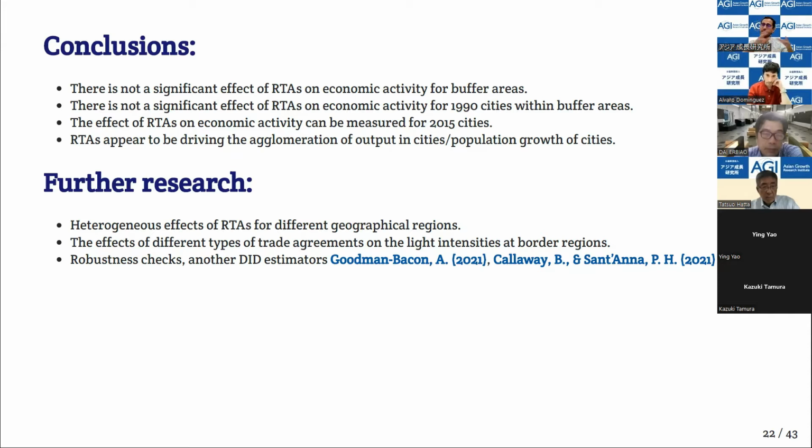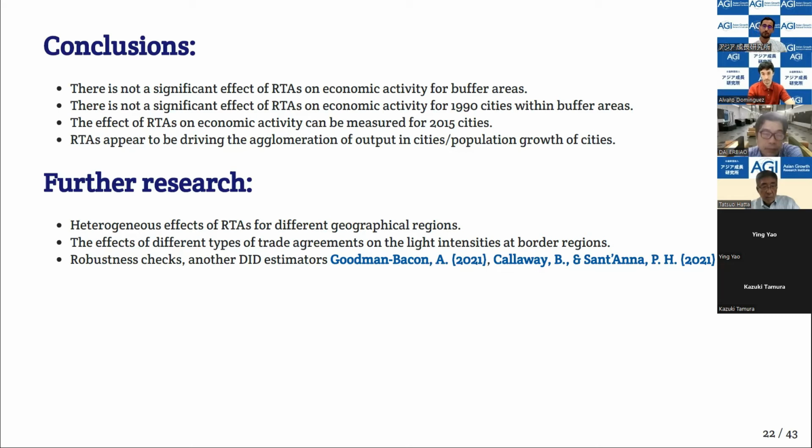So I would like to see if in Africa the effect is different if we compare just to Asia, if we restrict the samples to those geographical regions. And also we could think of the heterogeneous effect of different types of regional trade agreements, as I said before, only goods and services, etc.